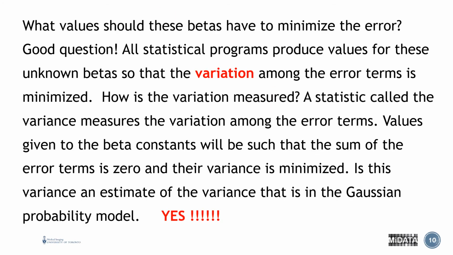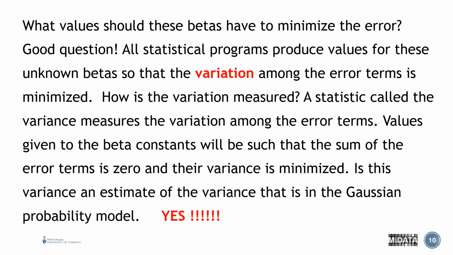So you've seen in the previous slides all of these model equations that have these betas. And so I'm sure you've all been thinking, what values should these betas have in order to minimize the error term that's in that model? So minimize the error. Now, all statistical programs produce values for these unknown betas, also known as parameter estimates, so that the variation among the error terms is minimized.